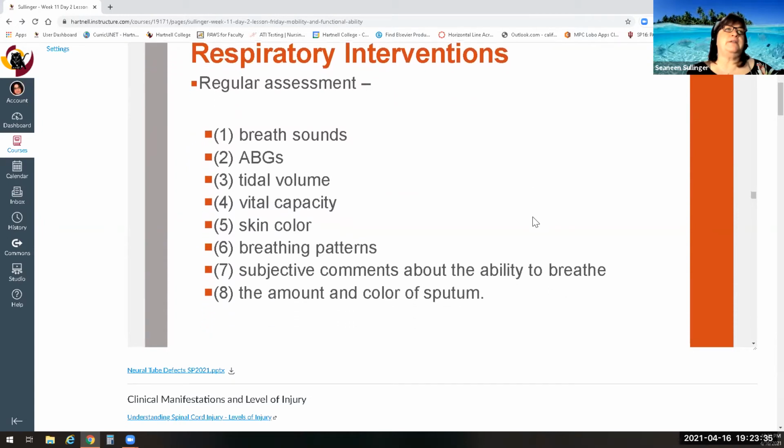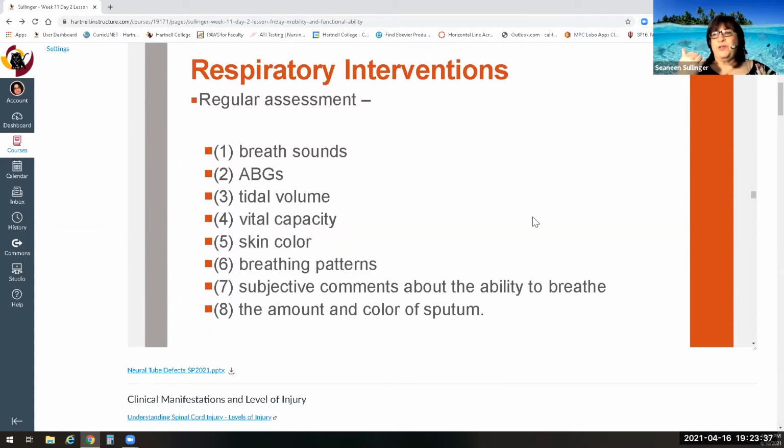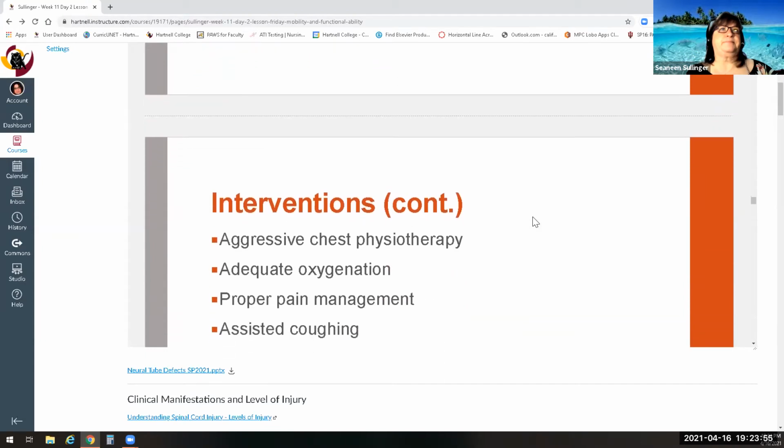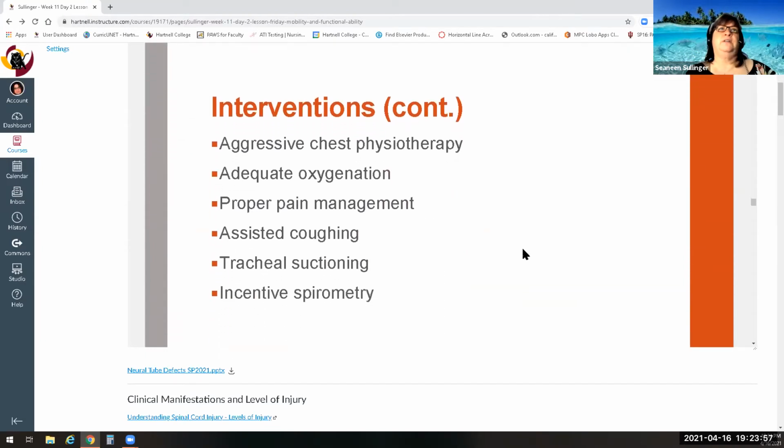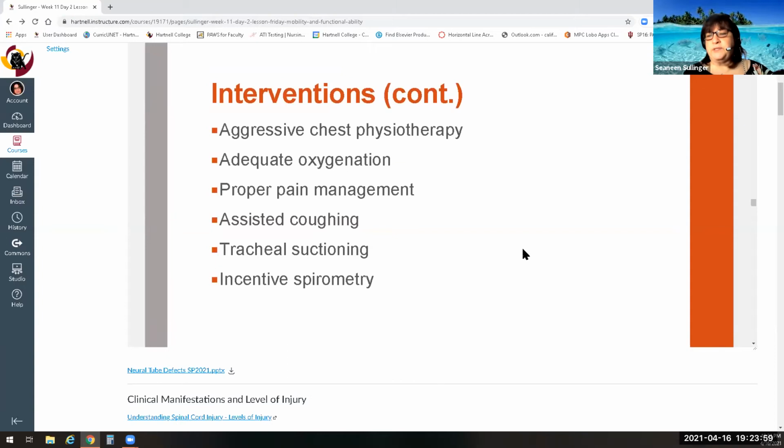Respiratory interventions, right? So if there's respiratory problems, you're going to do what? You're going to assess, right? Do your assessments, look at the breathing patterns. You may have to do chest PT or have them take deep breaths to help keep the tidal volume up. So chest PT, oxygenation, assist with coughing. Right, because it's going to be difficult for them to cough, but if there's secretions, you want to get the secretions out.